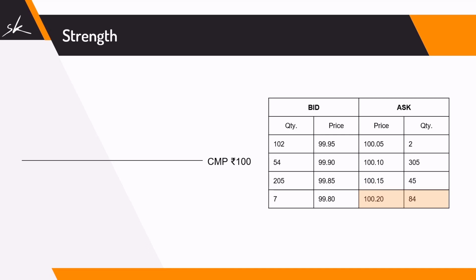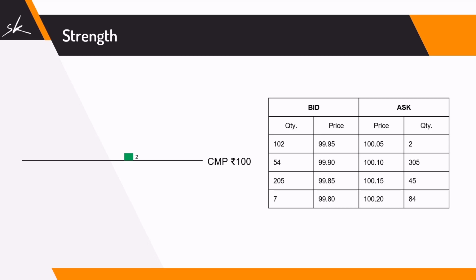If the current market price is 100 and I want to buy, I can only buy from a seller, and the first seller is available at 100.05. The maximum number of shares I can buy from the seller is 2. If I place an order to buy 2000 shares at 100.05, I will only get 2 shares because that is the quantity available at 100.05.